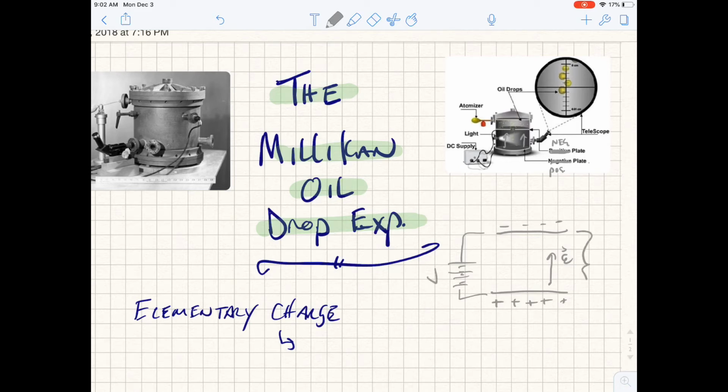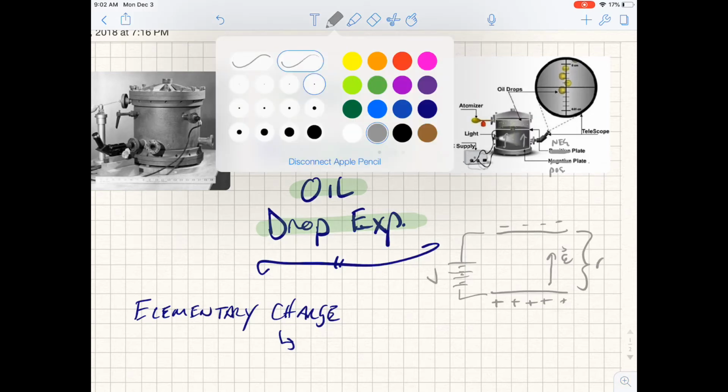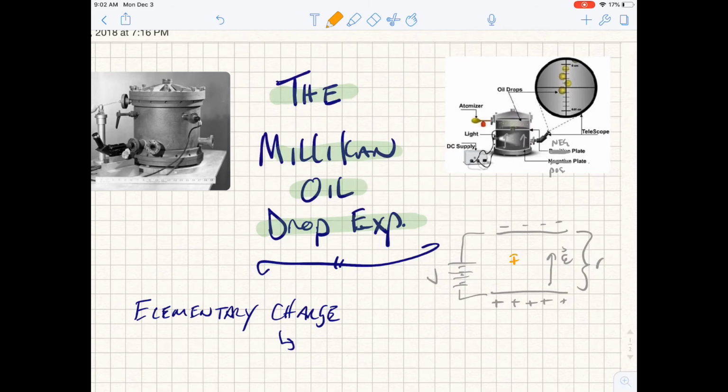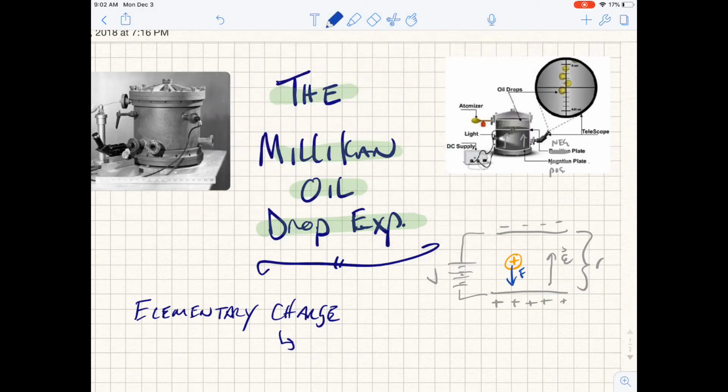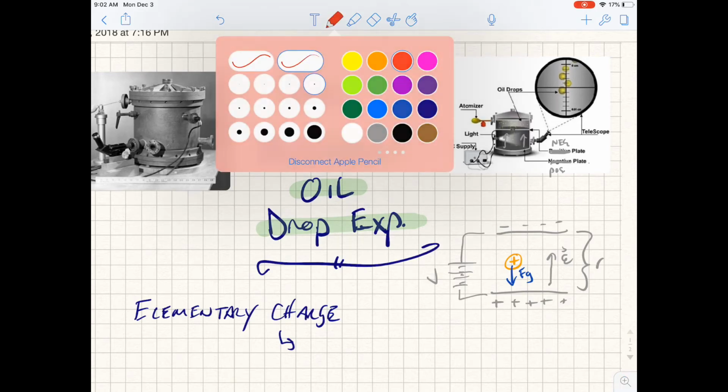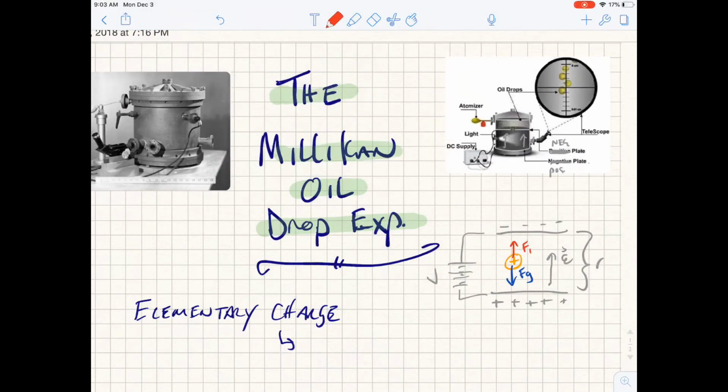Now we know the separation of the plates, R, and we know how important that is. So if we have a positive charge, that positive charge is going to experience two forces. One force down, which is due to Fg, and another force up, which is Fe. Let's take a look at how we use this pretty simple but ingenious setup to come up with that fundamental charge.